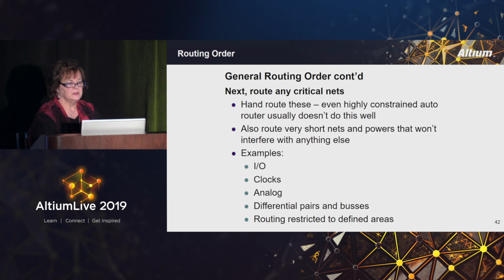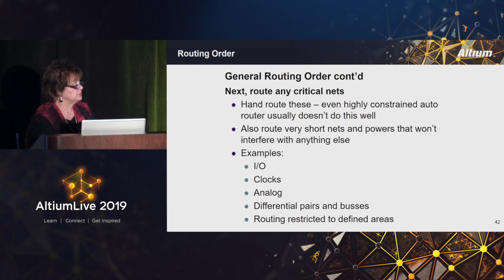Next, you would route anything that's critical. In my opinion, you would hand route these, and even highly constrained auto routers don't do as good a job with this. For one thing, they don't think about return path. So they go up against a brick wall of vias or whatever and then change layers. They don't necessarily do layer paired changes. They don't think about that. That's not part of their DNA. So we have to think about what is going to happen with that. So in my opinion, anything critical needs to be hand routed.